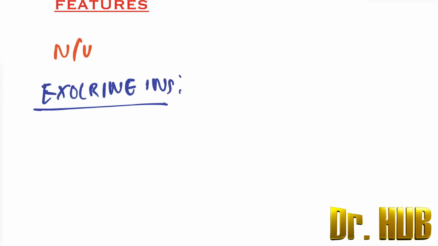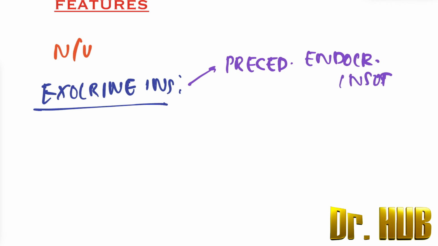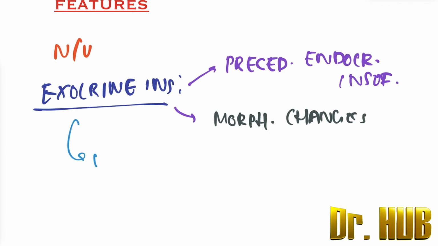Now looking at the exocrine insufficiency. Here it precedes the endocrine insufficiency, and it correlates with the morphological changes. It manifests with malabsorption syndrome symptoms.